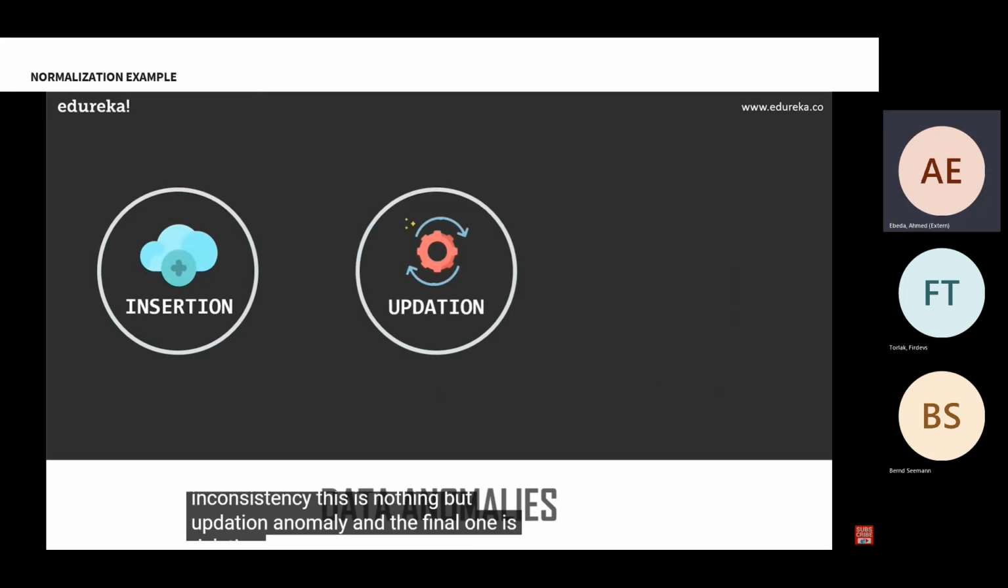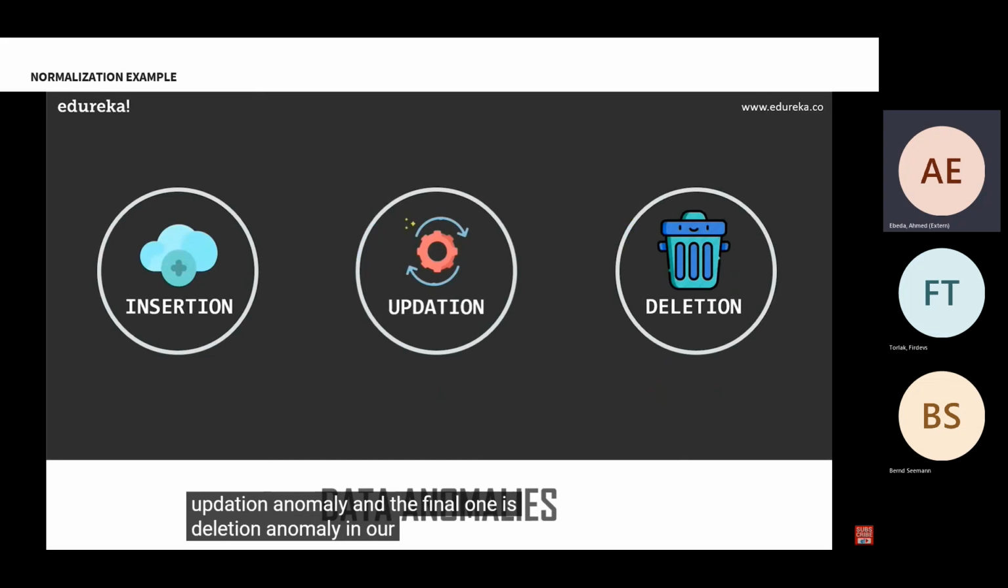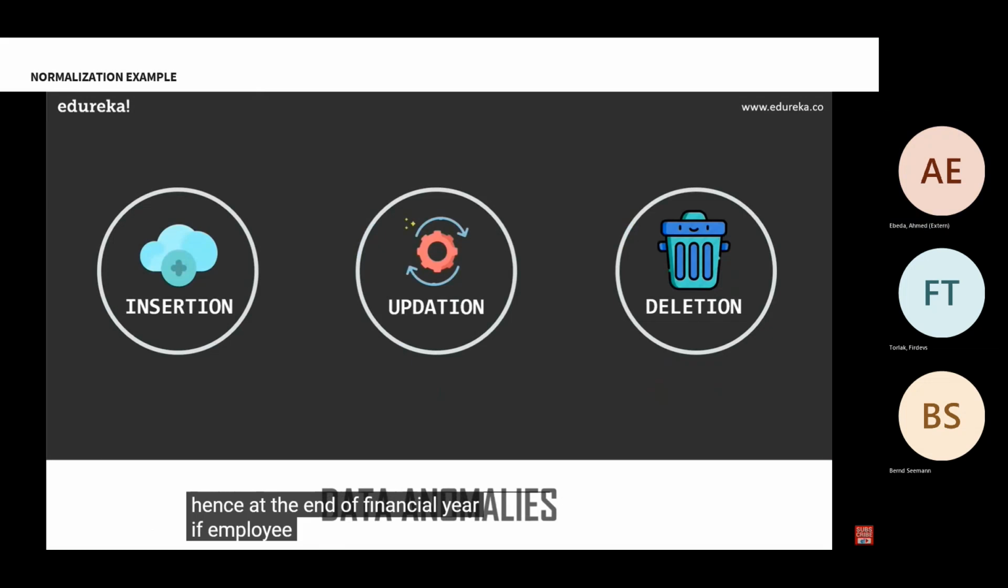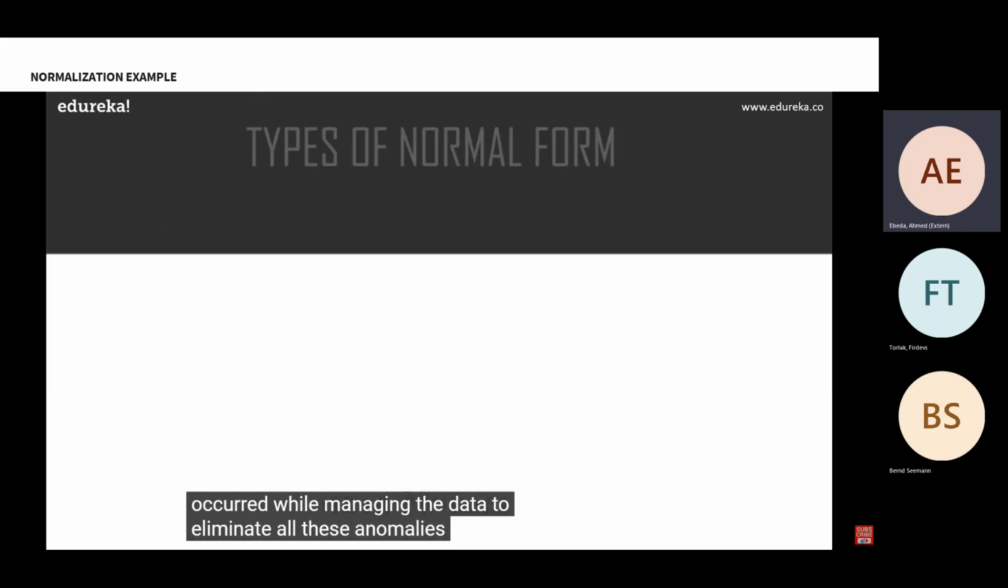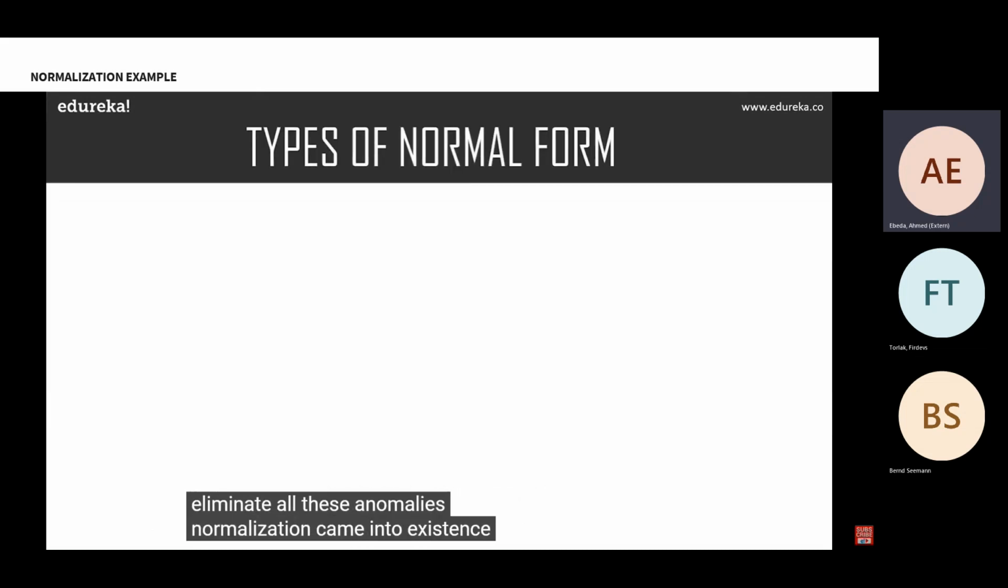And the final one is deletion anomaly. In our employee table, two different pieces of information are kept together, that is, employee information and department information. Hence, at the end of the financial year, if employee records are deleted, we will also lose the department information. This is nothing but deletion anomaly. So these were some of the problems that occurred while managing the data. To eliminate all these anomalies, normalization came into existence.